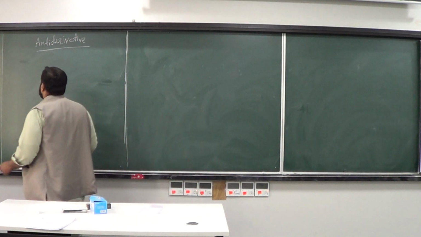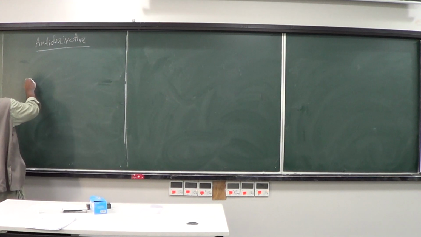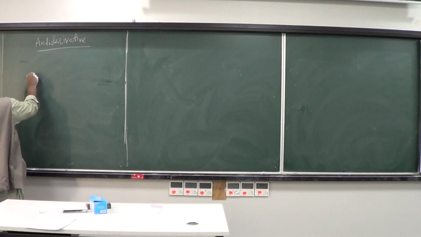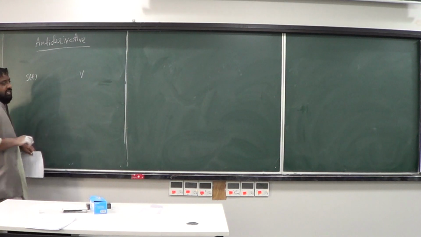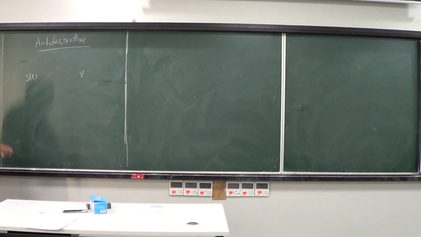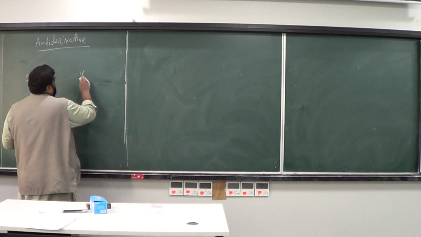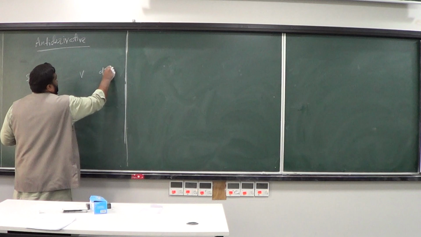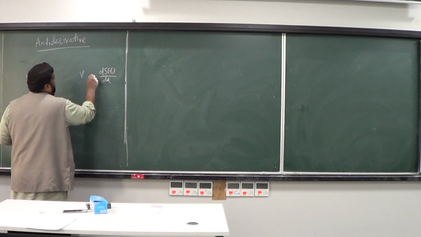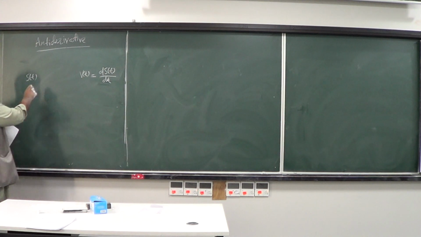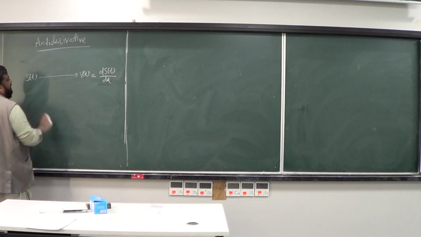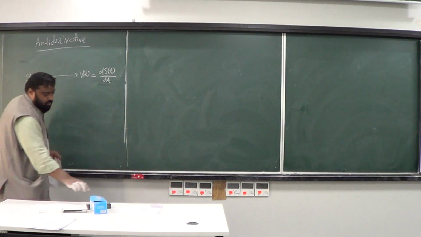Consider the situation that if I know the position of a particle at any time t, I can compute the velocity of the particle. How can I compute the velocity? Just differentiate the position with respect to t. So differentiate the position of the particle with respect to time, and this would be the velocity of the particle. So I know s of t, and we can find the velocity.